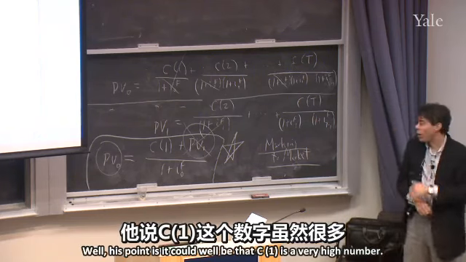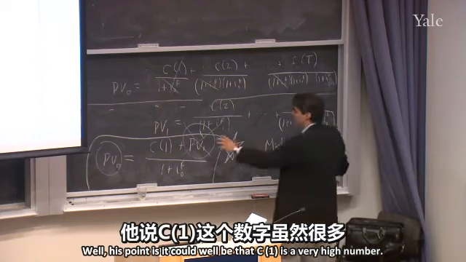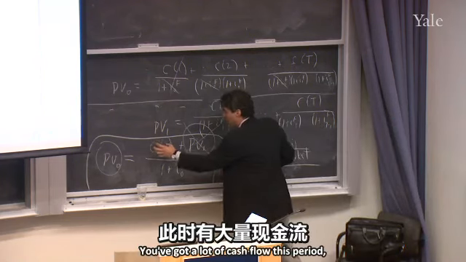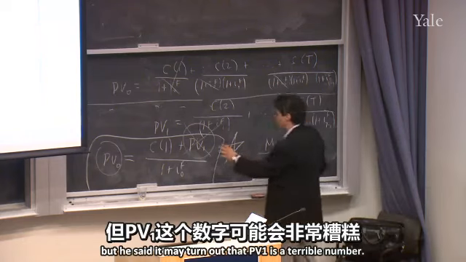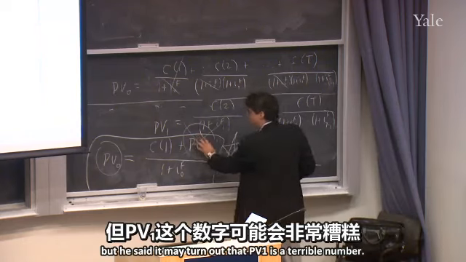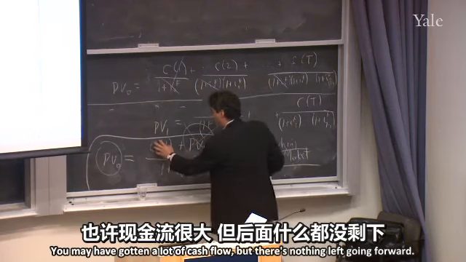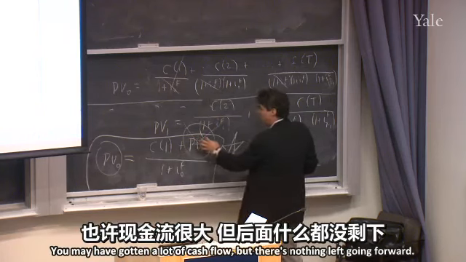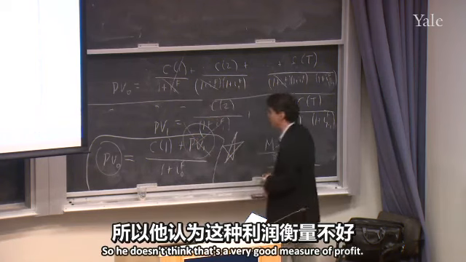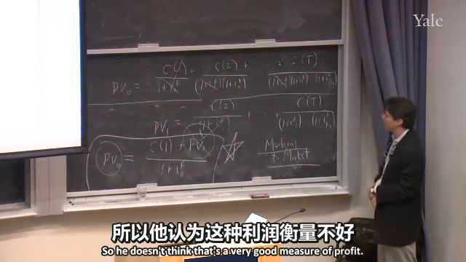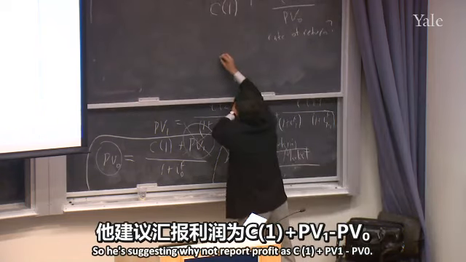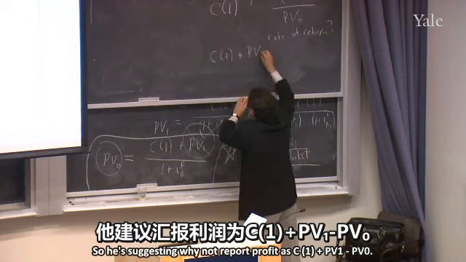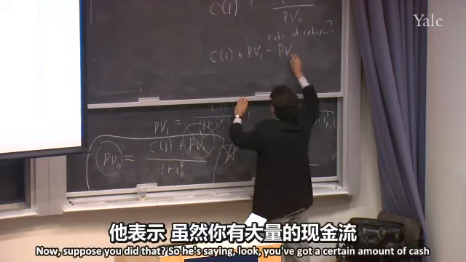Well, his point is, it could well be that C1 is a very high number. You got a lot of cash flow this period. But it may turn out that PV1 is a terrible number. So you got a lot of cash flow, but there's nothing left going forward. So he doesn't think that's a very good measure of profit. He's suggesting, why not report profit as C1 plus PV1 minus PV0.